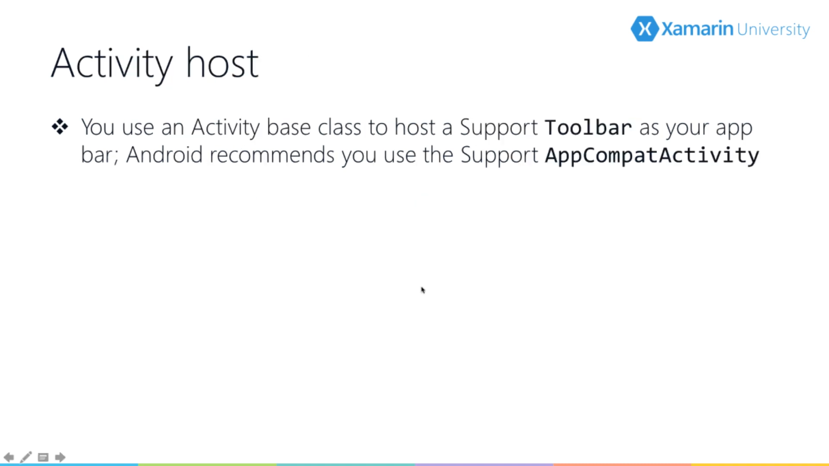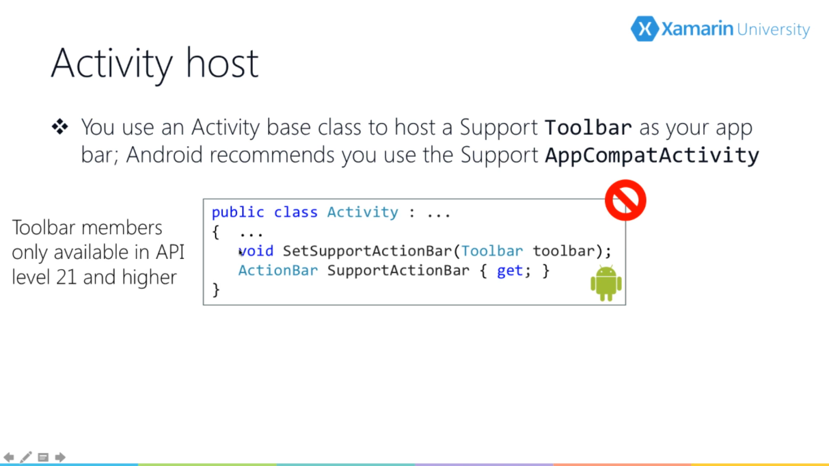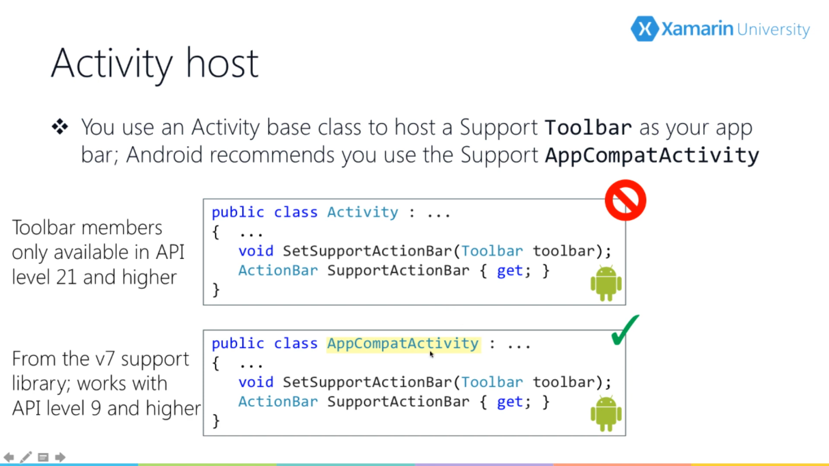To use the support toolbar as our app bar, we need to change our activity's base class. So this is a little bit tricky. The standard activity class does have these methods here, set support action bar, support action bar. Notice that this one takes a toolbar. The regular activity base class will allow you to use a toolbar as your app bar. However, these were only added to the activity base class in API level 21, which means if you're trying to target API versions earlier than that, you won't have these methods available. So the standard guidance is to switch your activity base class to app compat activity. That way you'll get these methods and be able to support all the way back through API level 9.